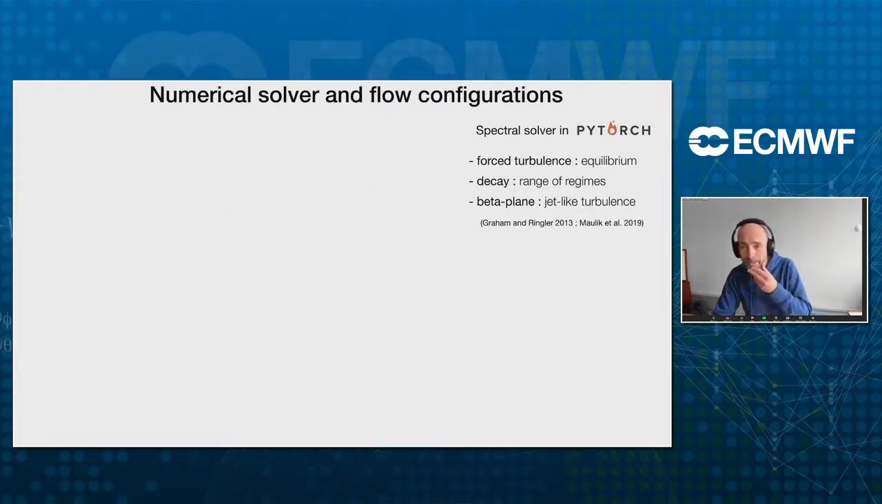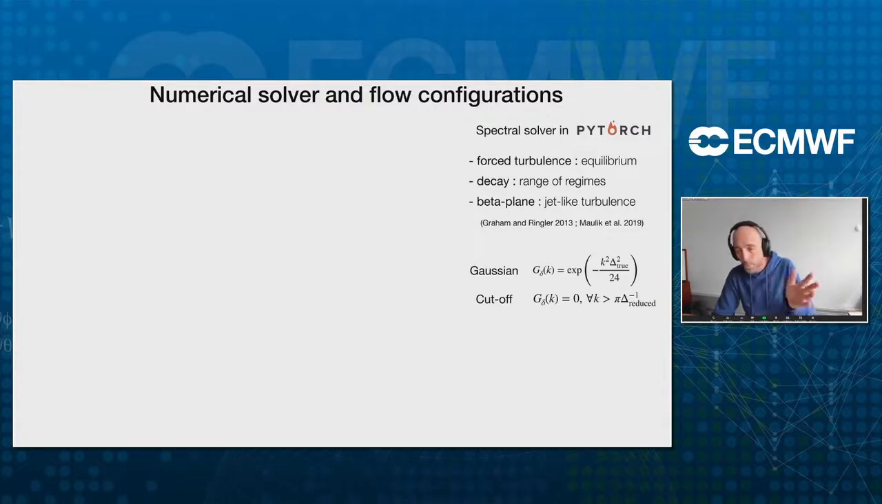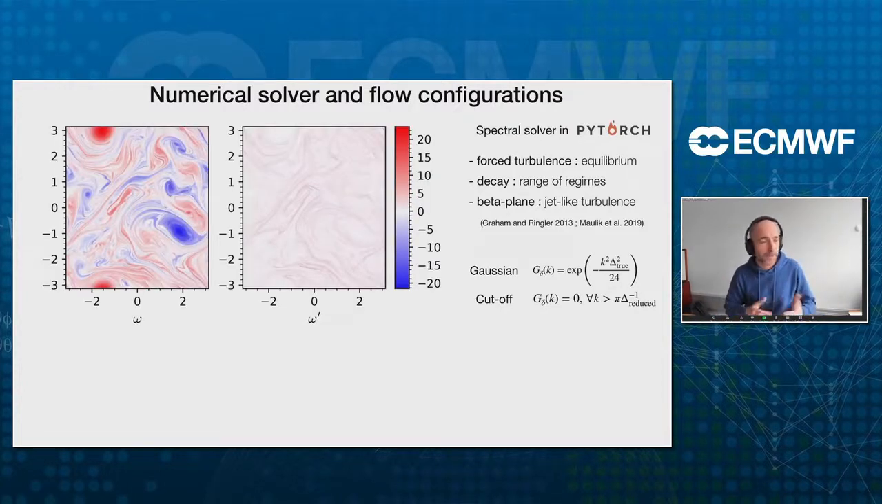We've implemented it in PyTorch and decided to focus on three typical use cases coming from the published literature: forced turbulence, decaying turbulence, and a beta plane case, corresponding to different flow regimes with different properties. We decided to focus on two really well-known filtering approaches for projecting the high resolution to the low resolution here: Gaussian kernel and cutoff projection. And the flows you end up with look like this.